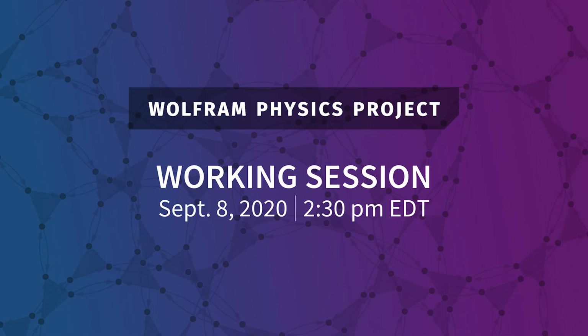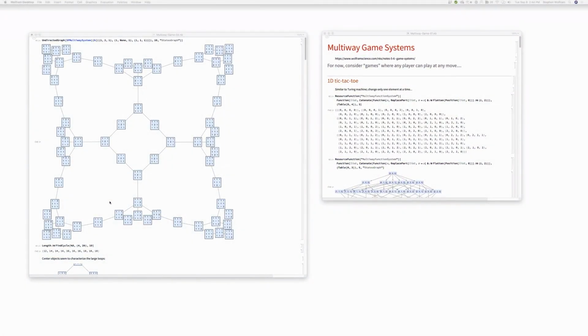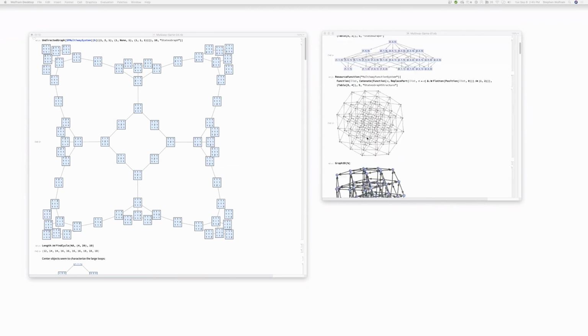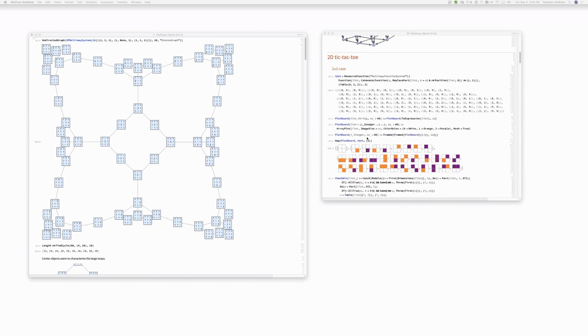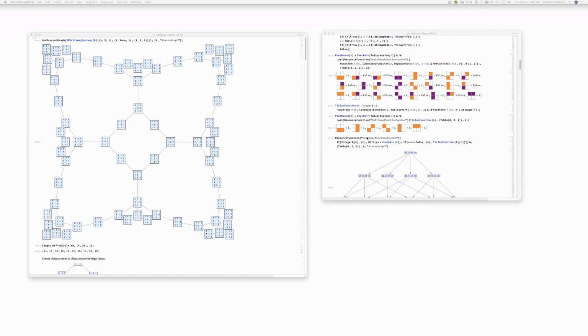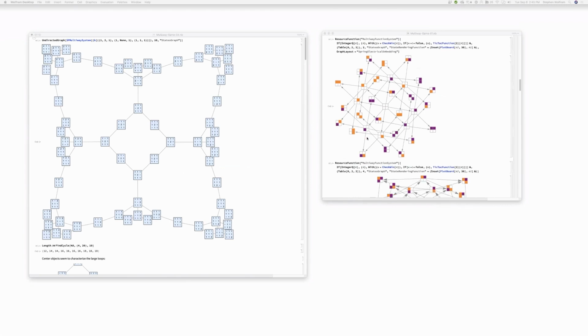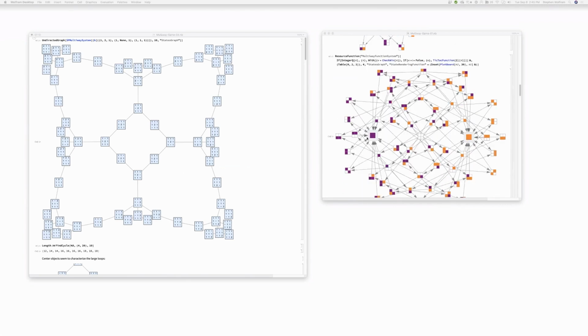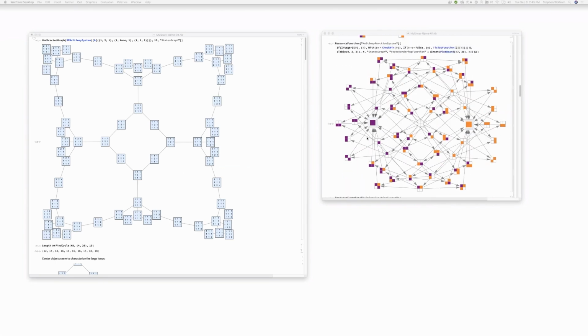All right. Hi, everyone. Well, this is our working session for a physics project. And actually, the big theme here is understanding multi-way systems better. I got interested in what you might call an analogy between multi-way systems and games, because the different possible moves of a game are like different possible moves in a multi-way system.